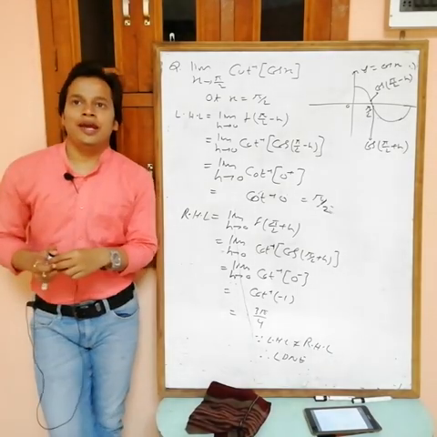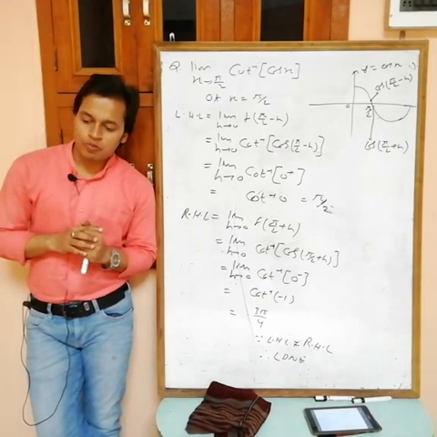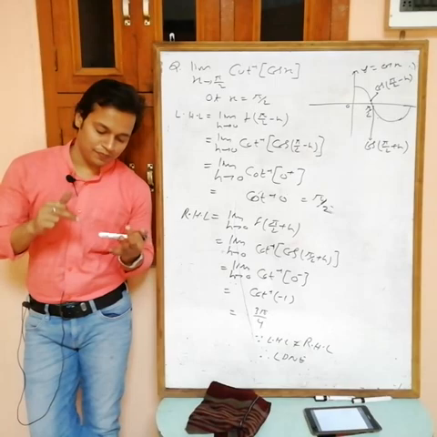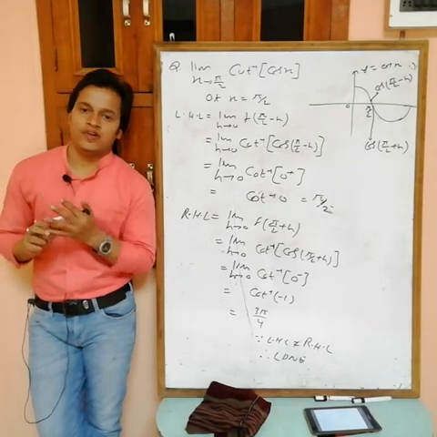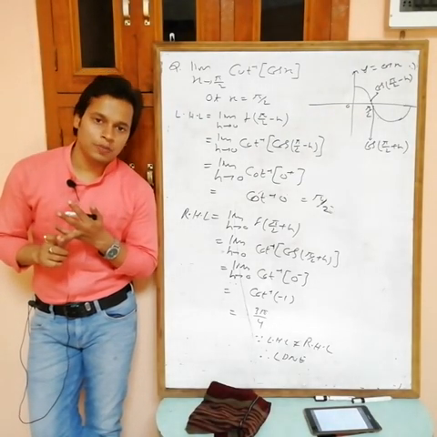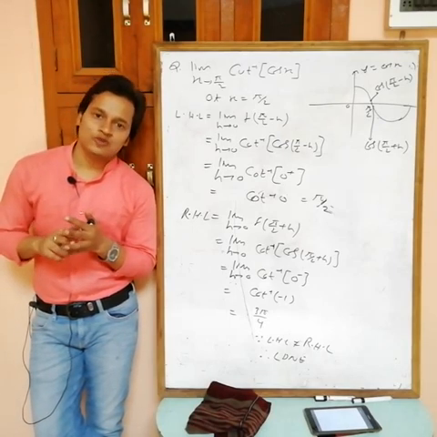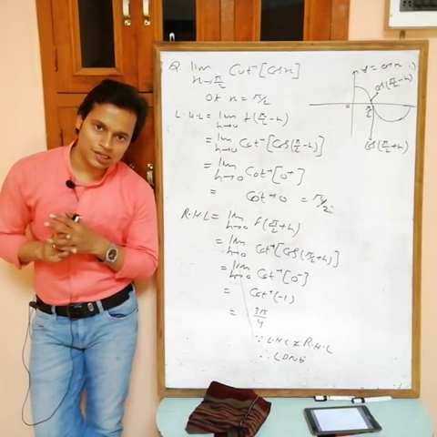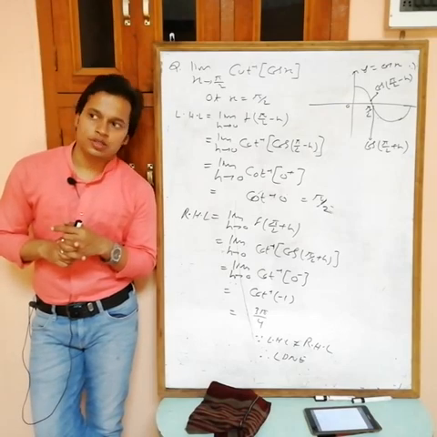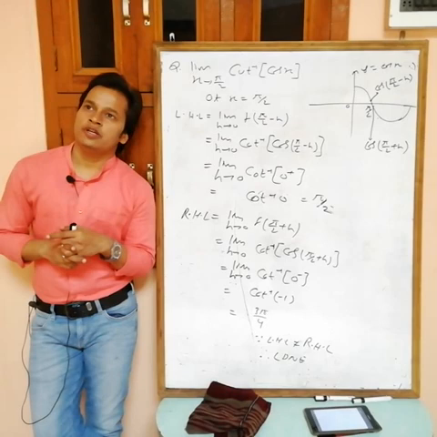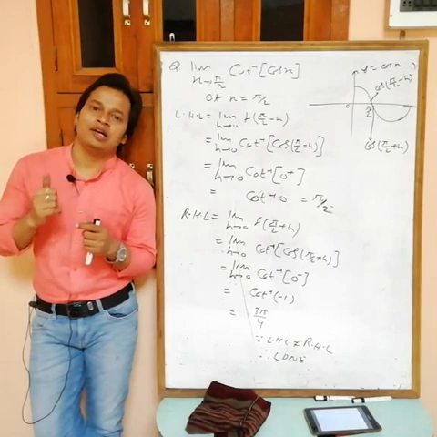So these are examples in which we have to find both LHL and RHL. Now, if your question contains a greatest integer function, then you have to find both LHL and RHL and then identify. If the function contains a fractional part, then also find LHL and RHL. If it contains a modulus function, also find LHL and RHL. If it contains a signum function, also find LHL and RHL. If the function is given in any form such that it is not defined at the given point, then also find LHL and RHL.